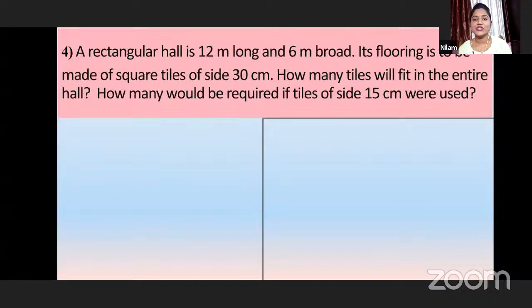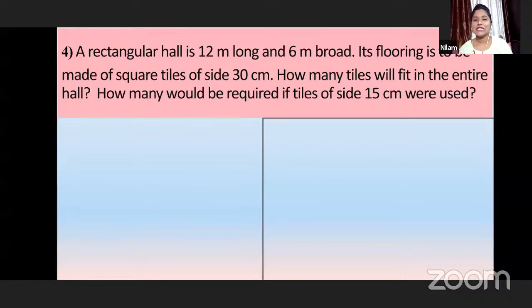See the next question. A rectangular hall. Again, the rectangular figure is there. Okay. A rectangular hall is 12 meter long and 6 meter broad. That means the length is given and breadth is given of a rectangular hall. Its flooring is to be made. See, in the very first lecture of perimeter and square, we have seen the example of flooring. So when we have to do flooring, we have to find out the area of the particular floor.